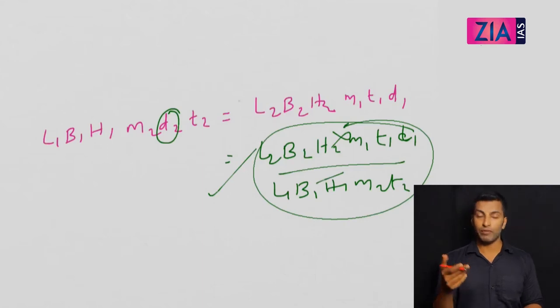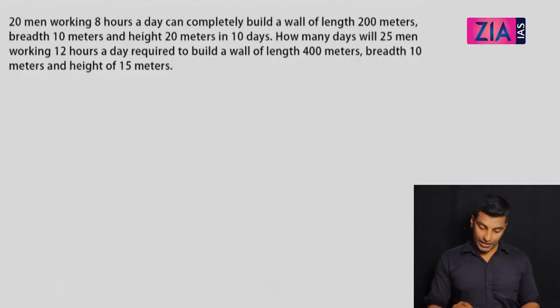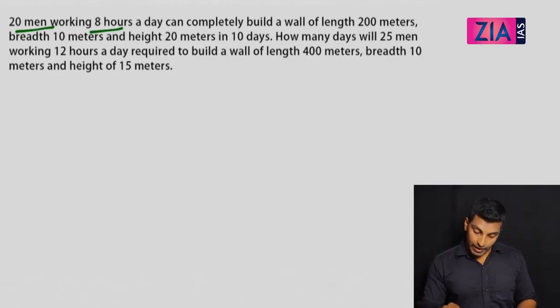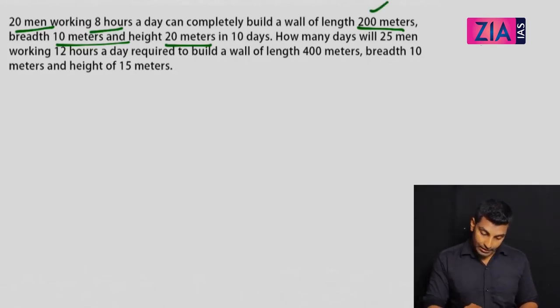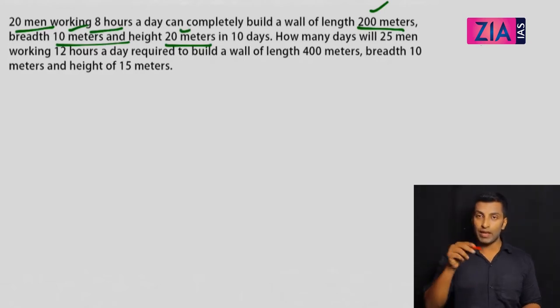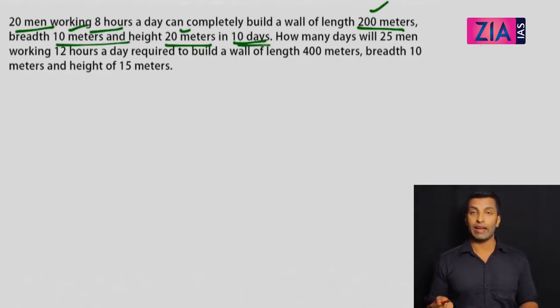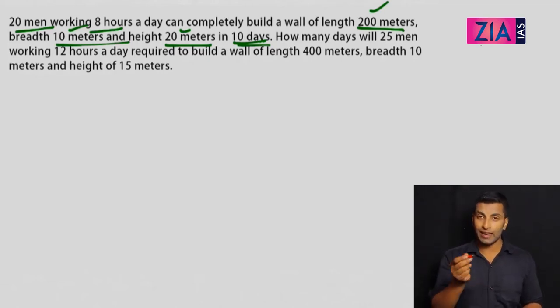That's it. If you want one example, see this question here. What is given? 20 men working 8 hours, so M1 and T1 are given. They can build a wall of 200 meters length, 10 meters breadth and 20 meters height. So L, B, H are given. D1 is also given, 10 days. I am just writing this for the purpose of understanding. In the exam, in an actual situation, you should not do all these things.